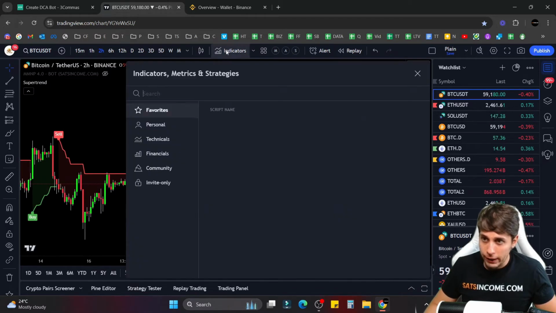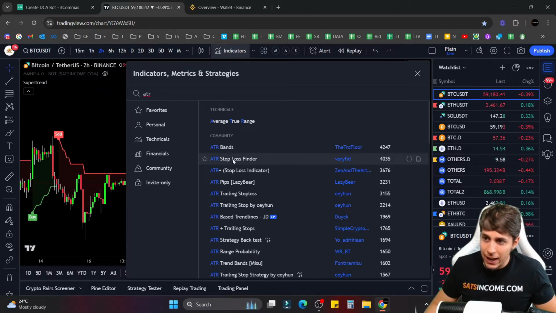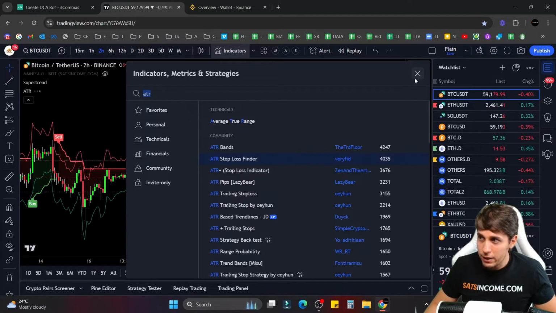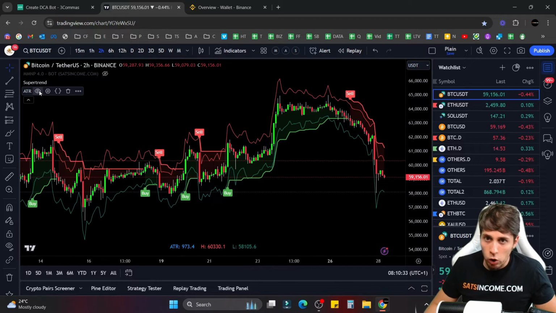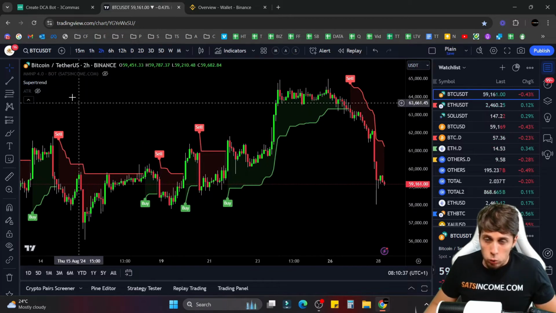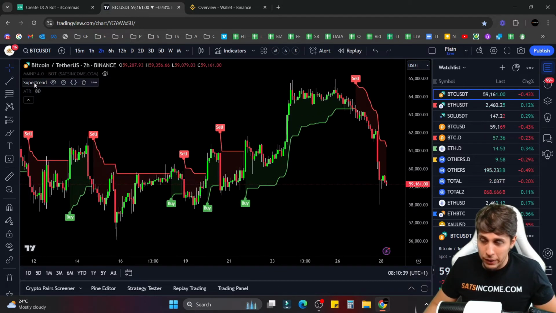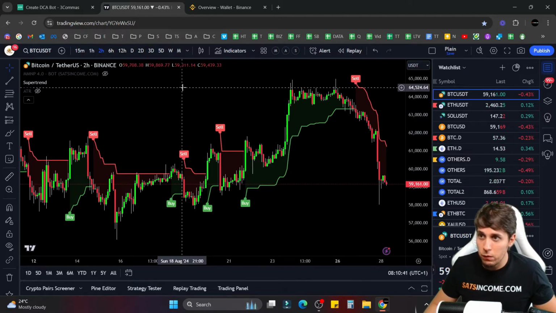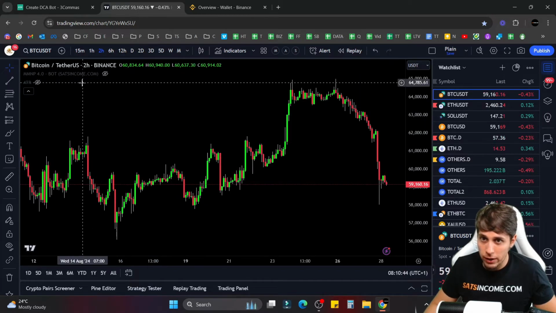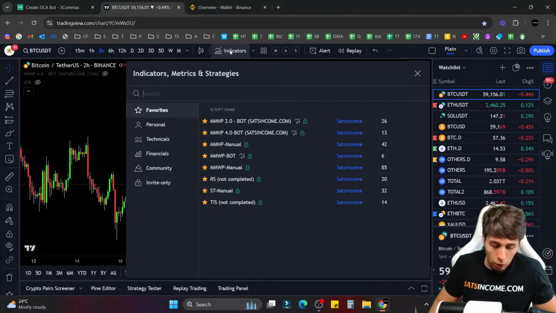that. You go to indicators and you search for ATR. Then you select this ATR indicator from the menu. ATR stop loss finder by this guy Very Feed, right? So you add this indicator to your chart. Now we're gonna hide this indicator for a moment because we have to make some adjustments to the super trend indicator. You're not gonna be using it in this very way that it is right now. So let's actually remove it, and I'm gonna show you how to add this to your chart.